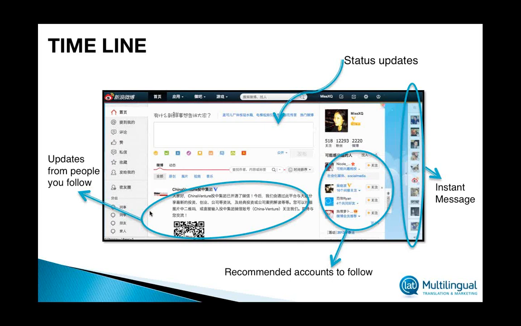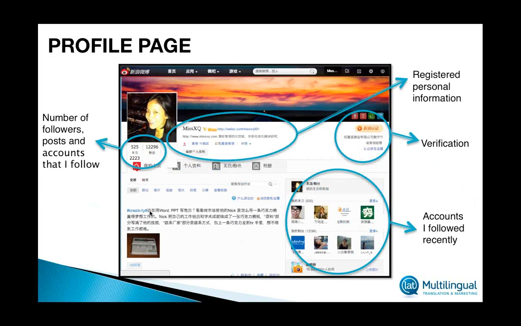So here is the profile page. It's the same as your Facebook profile page. You have the number of followers, posts, and accounts that you follow. That looks like Twitter, and you have your registered personal information and your verification. This is a very interesting system only Sina has. Sina has three different kinds of verification systems for individual personal accounts. We will go into that later. And you can also see accounts that I followed recently. So this is your profile page.